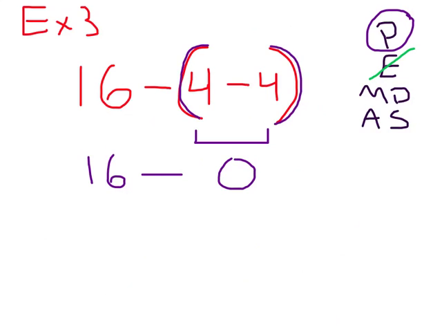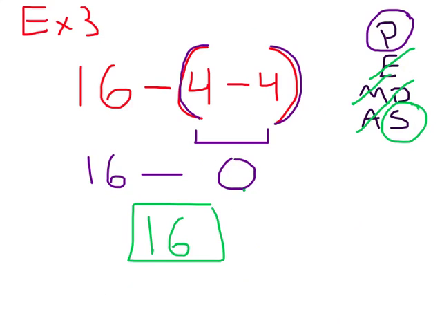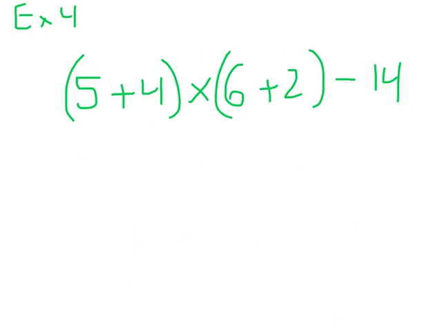I don't have any exponents, so I'm going to cross that out. I don't have any multiplication or division, so I'm going to cross those out. I don't have any addition, but I do have subtraction. 16 minus 0 is 16. So I know my final answer is 16. Let's take a look at our final example.